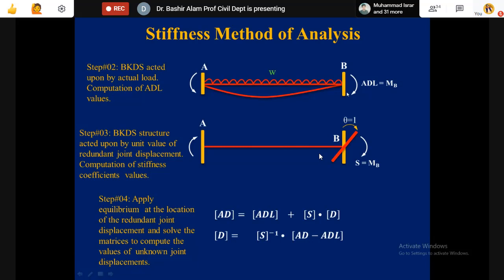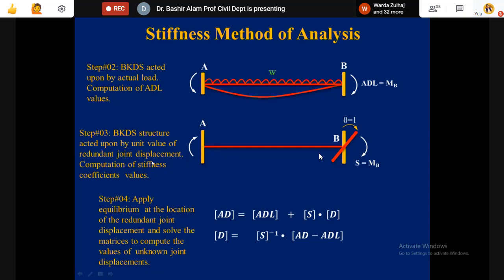To standardize this, we provide a unit rotation and find out the corresponding action produced, which is known as stiffness. Because we are dealing with a moment, we need to provide rotation. Whatever end action we get here, let's say this is small mb, that will become our S. If we multiply this by the actual theta, which is our D in this case, that will keep this MB in equilibrium.